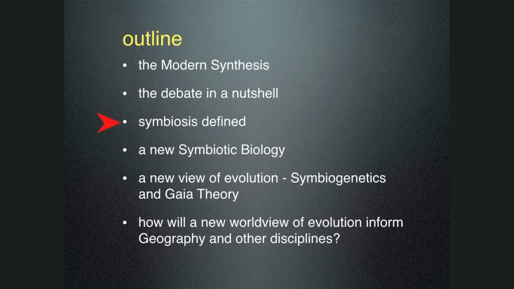I'll define symbiosis and then talk about the new symbiotic biology. And then I would talk a little bit about a new view of evolution, which is symbiogenetics, which is symbiosis over evolutionary time, and Gaia Theory. And then I'll finish up with the question: how will a new view of evolution inform and affect geography and other disciplines?